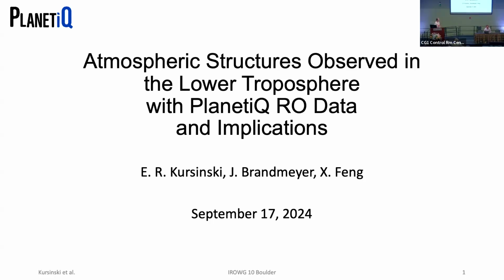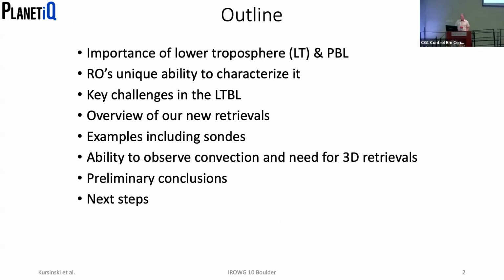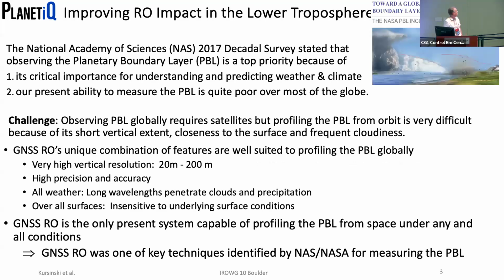Okay, I'm going to talk about work we're doing in the lower troposphere with the highest SNR observations we've been generating at PlanetiQ. Quick outline: a reminder of the importance of the lower troposphere, RO's unique ability to characterize it, some key challenges, an overview of new retrievals we're developing, examples with some very closely co-located high-resolution sondes, an ability to observe convection that I hadn't realized, and the need for, I'll explain this later, three-dimensional retrievals, some preliminary conclusions and next steps.